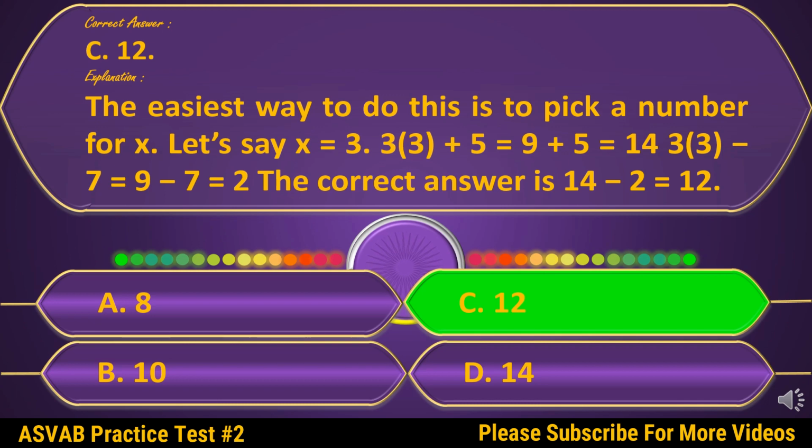The easiest way to do this is to pick a number for x. Let's say x is equal to 3. 3 times 3 plus 5 is equal to 9 plus 5, which is equal to 14. 3 times 3 minus 7 is equal to 9 minus 7, which is equal to 2. The correct answer is 14 minus 2, which is equal to 12.